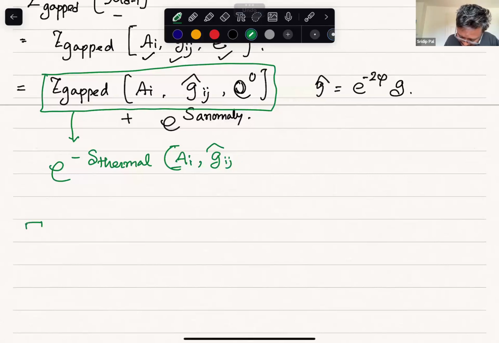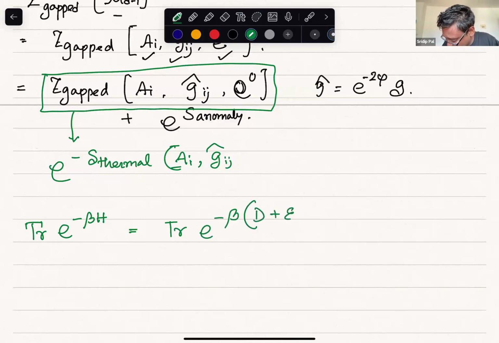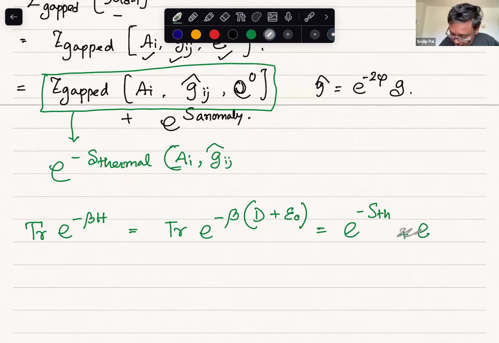So let me write it down clearly. I was writing trace e to the power minus beta H, but this trace e to the power minus beta H is the same as trace e to the power minus beta times the dilatation operator plus epsilon 0. Now this thing is the same as e to the power minus S thermal, minus S anomaly. Yes.